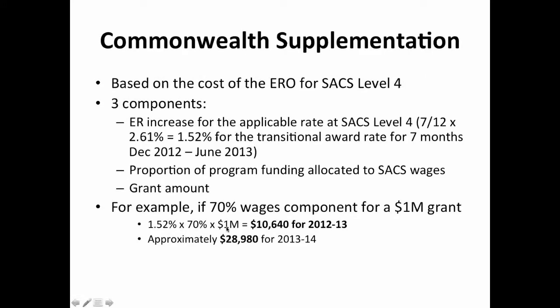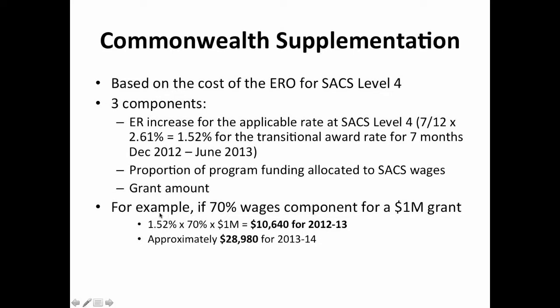In terms of the Commonwealth supplementation, we've laid out here the way that it's being calculated. So the equal remuneration order supplementation is being based on a cost for a SACS level 4. And there are 3 components to doing the calculation. The first is working out what your actual increase is. Because it was only for a 7-month period from December to June, the full ERO was 2.61%, or 7 months worth is 1.52%. Then what's apportioned out is the program funding allocated to SACS wages, and then we multiply that by the grant amount.